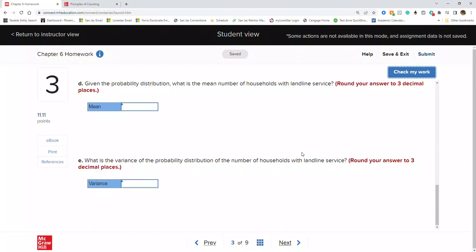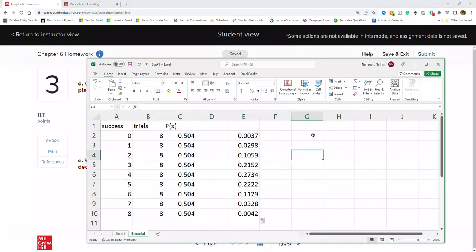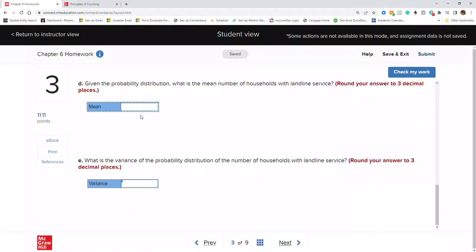Now D says, given the probability distribution, what is the mean number of households with landline service? This is a repeat of question 2's formula. Again, it's just n times the percent. So here, equal n, which is our trials, times our probability percentage: 4.032.